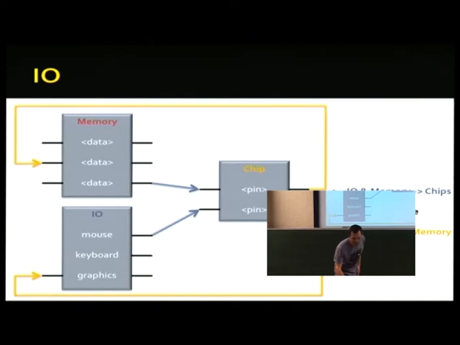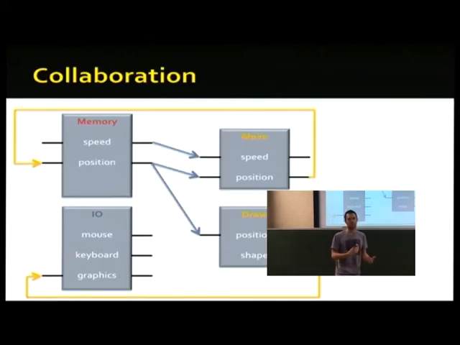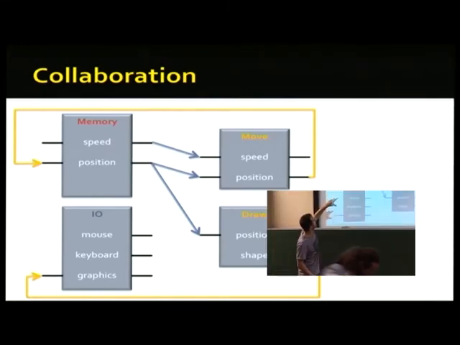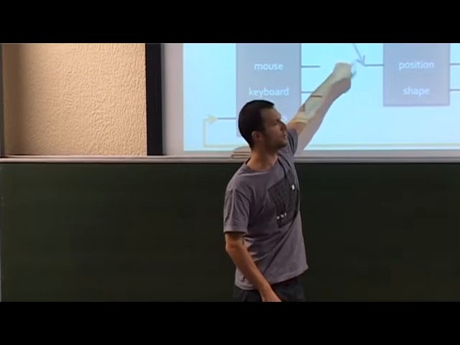So I'll just give a little more practical example. Obviously, it's a little bit of a baby example, but otherwise it's hard to fit things on a slide. So imagine we want to both move and draw something on the screen at the same time. So in memory we have a speed and a position. We can see that this is sent to a move chip, so that at every cycle, the move chip is going to modify the position and send it back again.